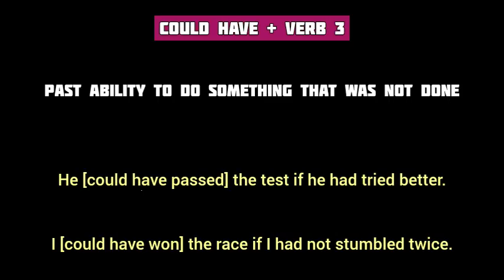Up next, we have the past modal could have, which shows a past ability to do something that was not done. For example, he could have passed the test if he had tried better. This sentence means he did not try well, so he could not pass the test. Similarly, I could have won the race if I had not stumbled twice means I had the ability to win the race, but I stumbled twice, so I could not.